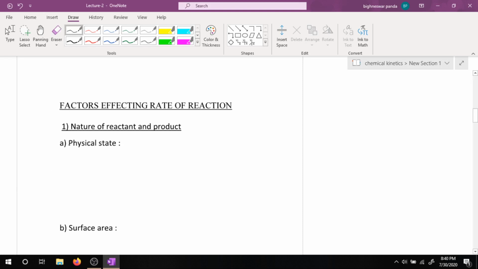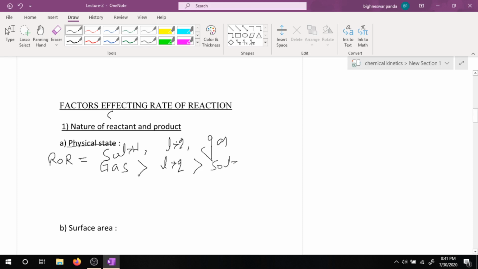First, physical state. We have three types of physical state: solid, liquid and gas. Generally, if we consider the reactivity of different types of substance, I can write here: rate of reaction of gaseous reactant is more than liquid, and liquid reactant has a rate of reaction more than solid reactant.